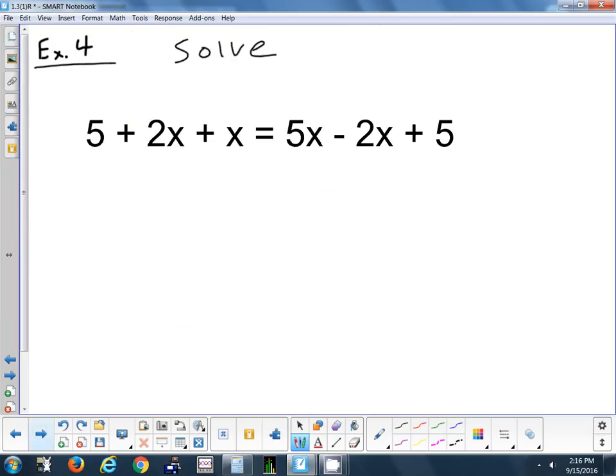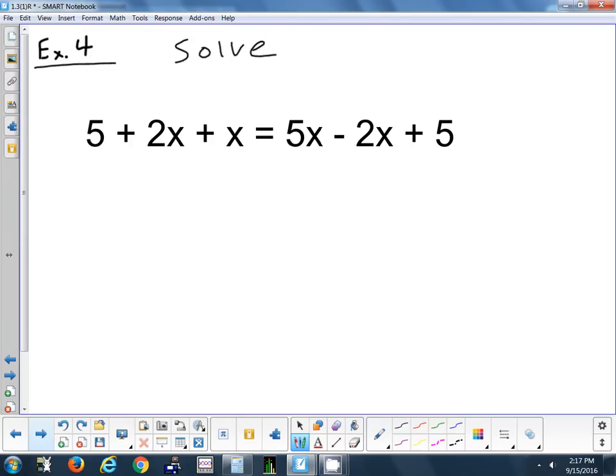All right, and let's try this one. It says 5 plus 2x plus x equals 5x minus 2x plus 5. Okay, I see something I'm going to have to do here, but this time it's on both sides. Does anybody see what I have to do on both sides right away? Yeah, Bay? Combine like terms. Yeah, I've got some like terms.